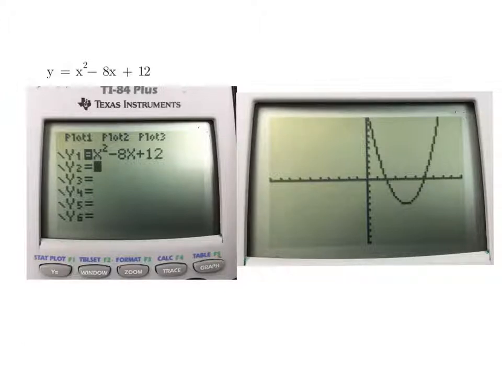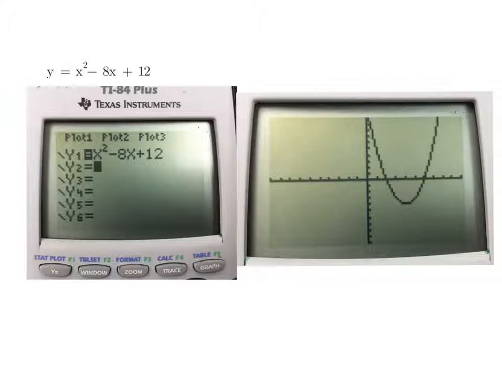Zoom 6. Eventually you're going to zoom in on some of your graphs, which you can also do on the zoom menu. Here's the one thing I want you to know about zooming in and zooming out. When you go to the zoom menu and you go to zoom in, it will take you back to the graph, but will not zoom in until you hit enter again.